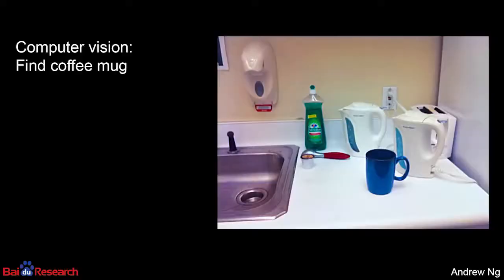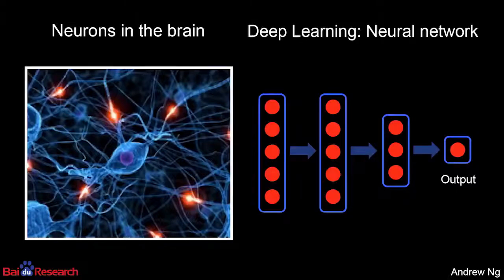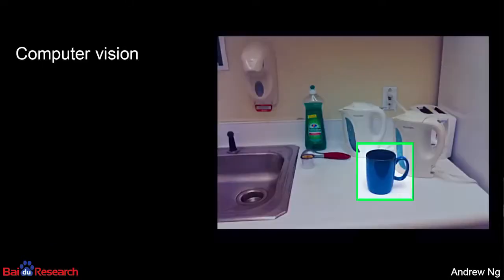Many years ago, maybe about a decade ago, when early work in computer vision tried to use machine learning algorithms to recognize coffee mugs, we would get results like this. Our software just found coffee mugs everywhere. And this was hard, and progress was slow, until several years ago there came the rise of deep learning, which was loosely inspired by neurons in the brain and built neural networks like these in order to recognize objects better and solve the tasks better. And we were able to get very good coffee mug recognition and other things.